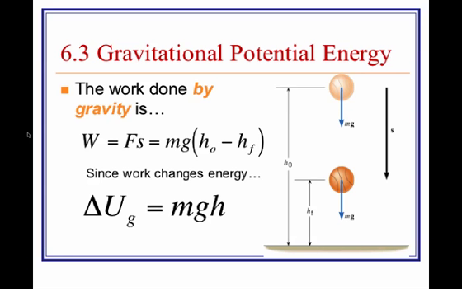We use U sub g, or delta U sub g, because that's how it is in the AP booklet. So in the textbook, we will see PE for potential energy.